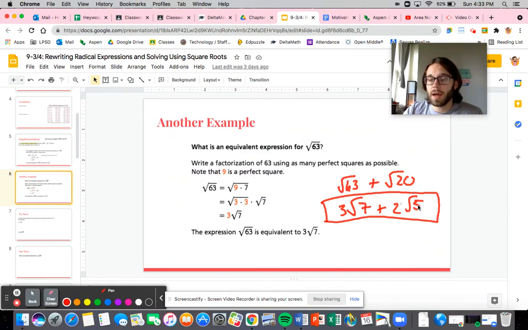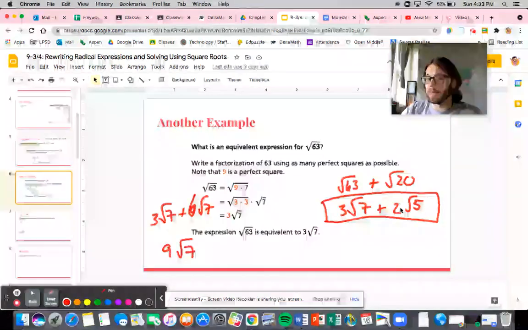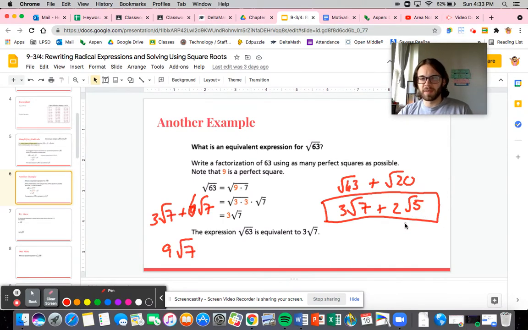So you cannot combine these unless they have the same radical. If it was 3 square root of 7 plus 3, 6 square root of 7, I can put those together and get 9 square root of 7. But I cannot combine these because they have different radicals. Kind of think of it in terms of it's an x, a variable. It's not a variable, but mentally think of it in that regard for when you're adding or subtracting.